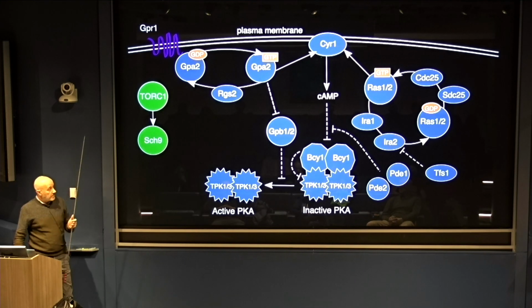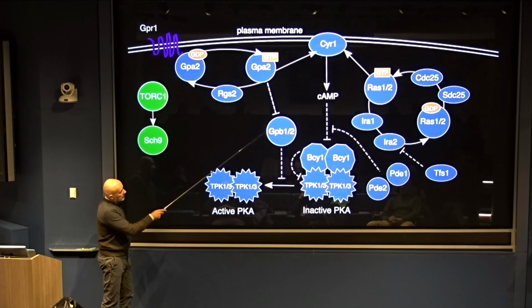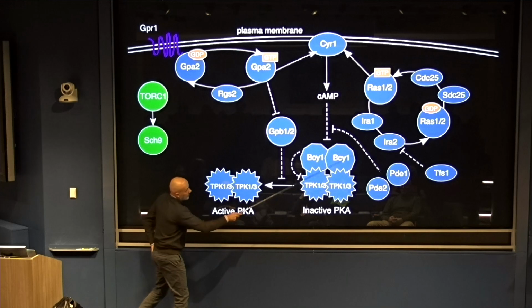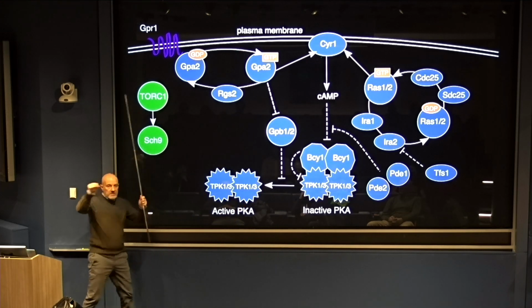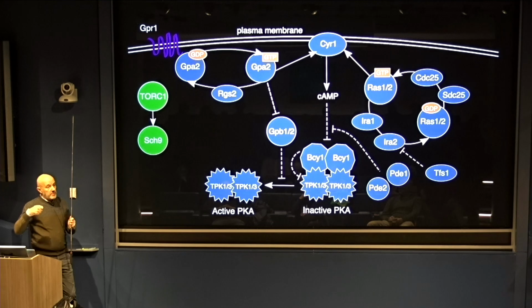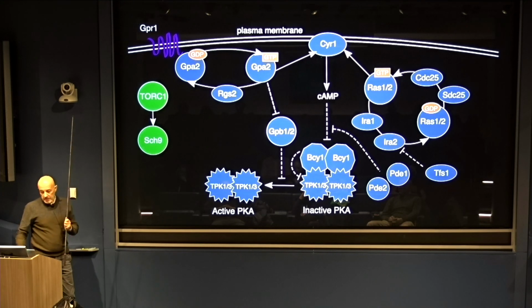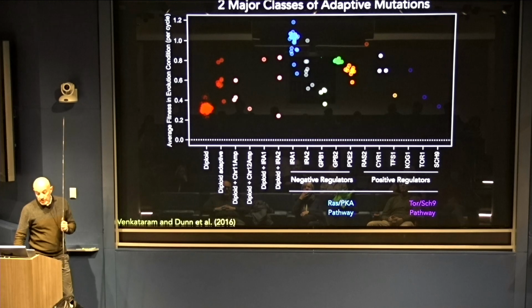We have a lot of mutations in this pathway in different parts. I'll be talking about some genes. So let's say this gene GPP2 here, PDE2, IRA1. They sit in different parts of this pathway, but mutations in them, and most of them are loss of function mutations, tend to be adaptive in this particular context.